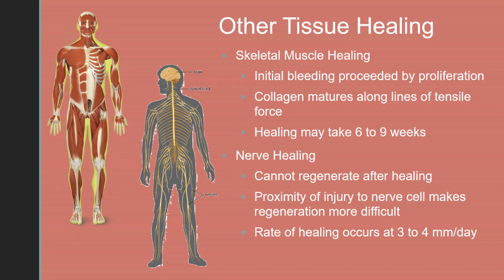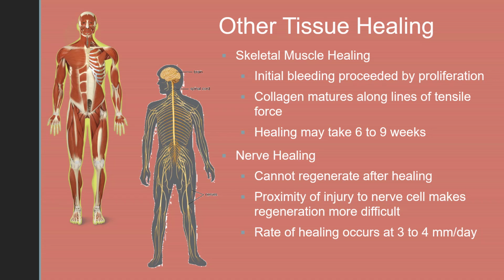Skeletal muscle healing. The initial bleeding is followed by proliferation of ground substances and fibroblasts. Myoblastic cells form, which results in the regeneration of new myofibrils. Collagen will mature and orient along the lines of the tensile force. Healing can take 6 to 8 weeks depending upon the muscle injured.